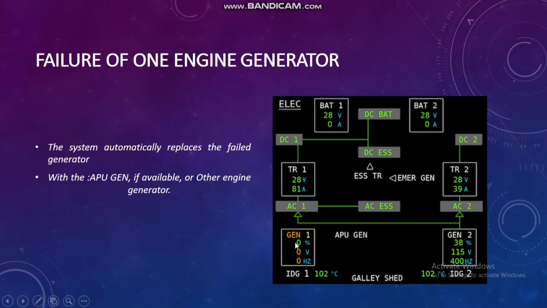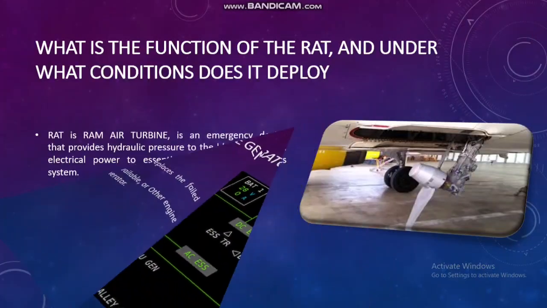In case of Gen 1 failure, with both engines running but the APU generator not available or the APU not started, the other generator will take care of the load. So you can see a single generator can supply both networks. In case the APU is running, then this generator will supply its particular side, and the APU will take over the failed IDG. So this is very good information to know.